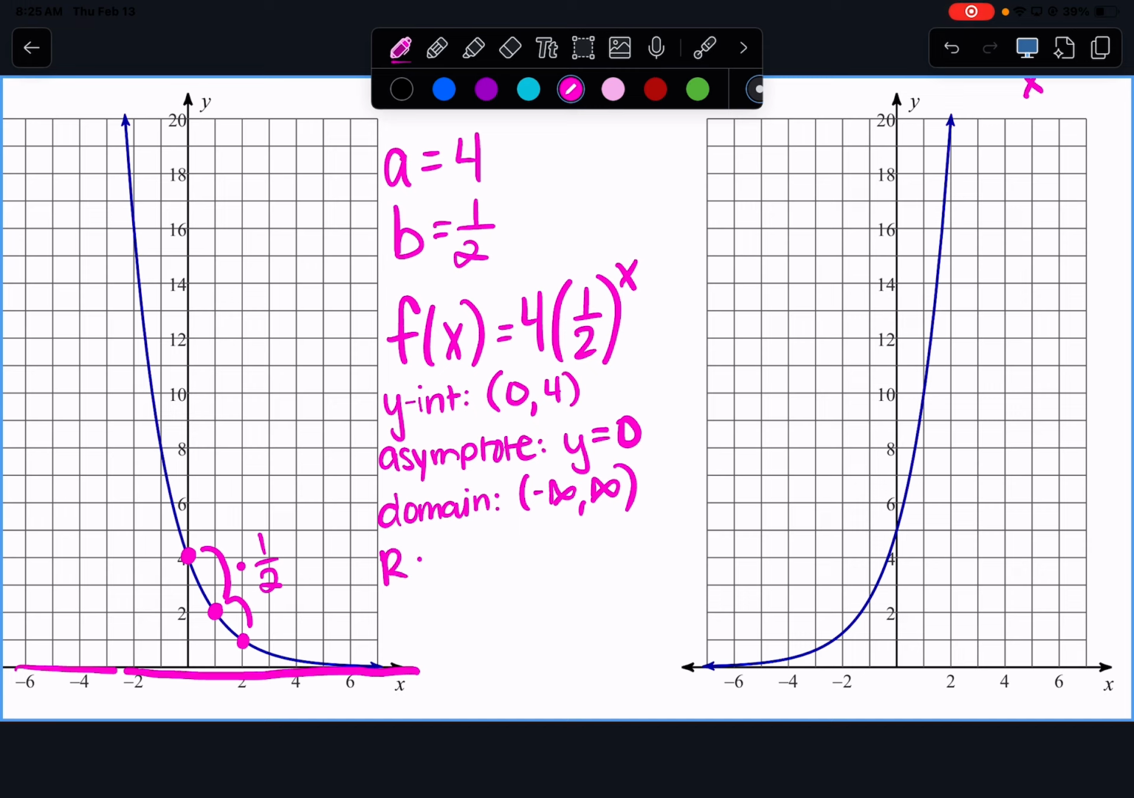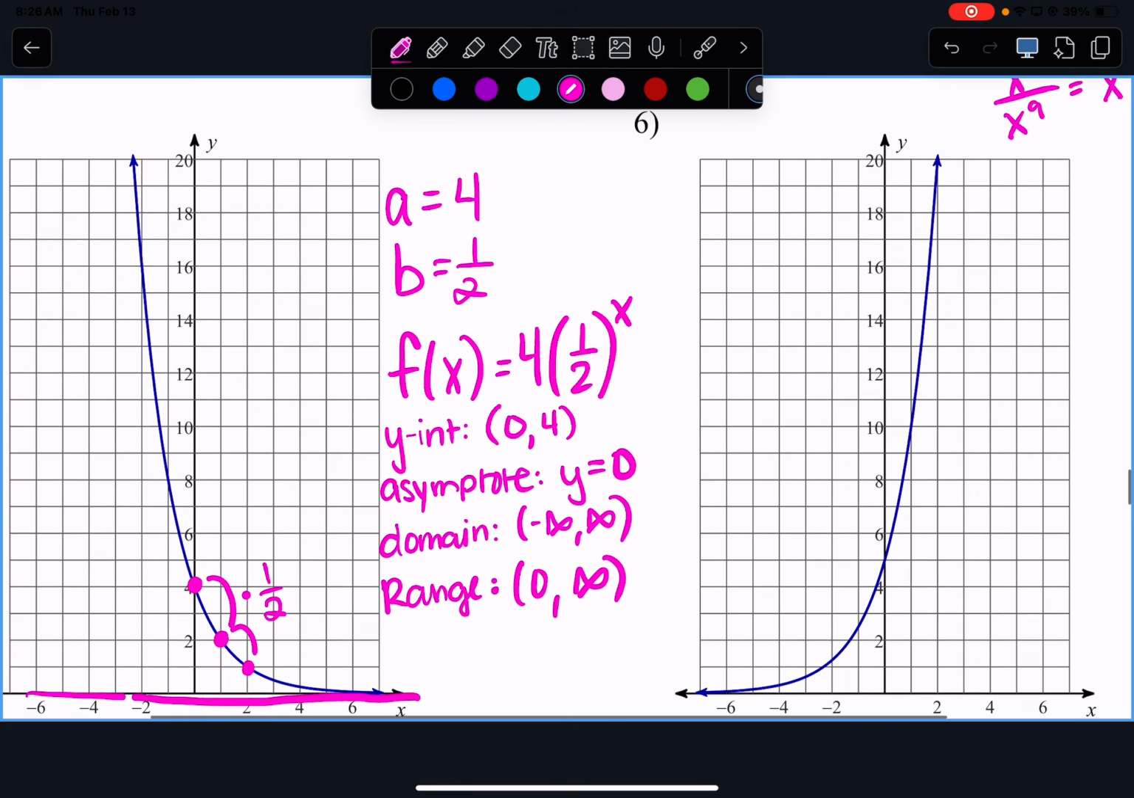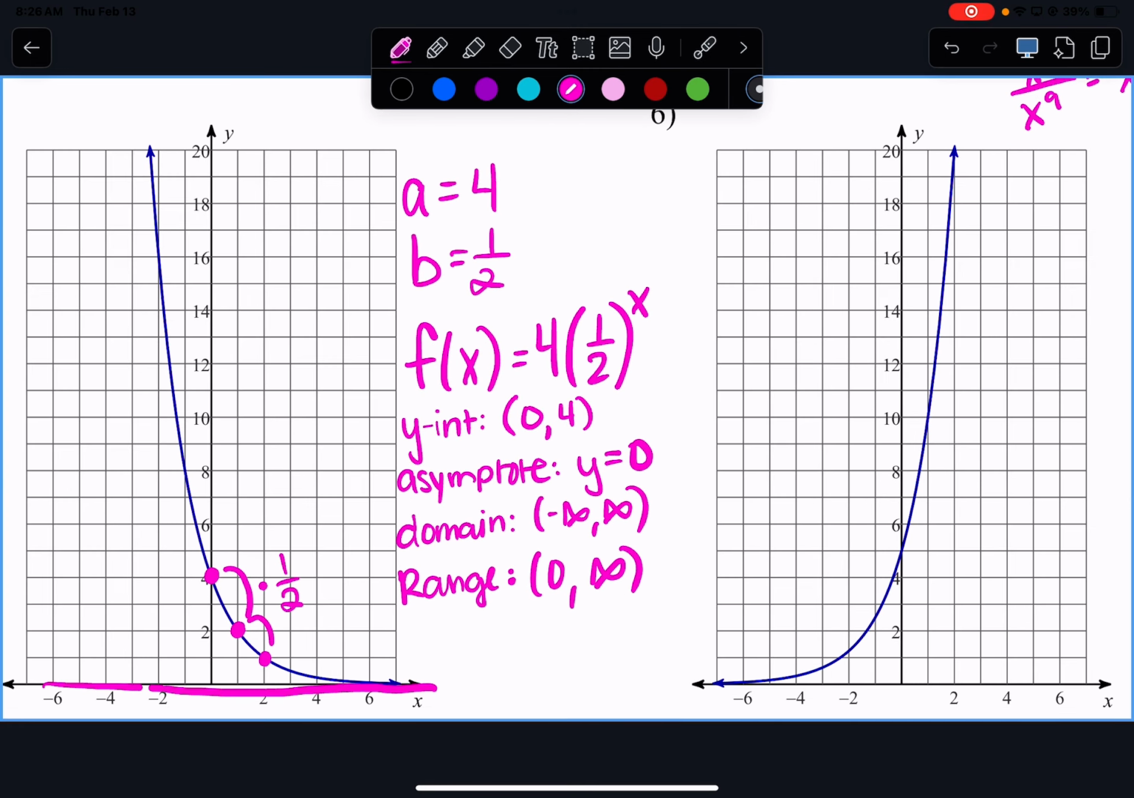What about range? What is the asymptote where we can't cross? So it's going to go from 0 up. And I won't expect you to write those things down. I'll have a blank for those if I want them. Okay.